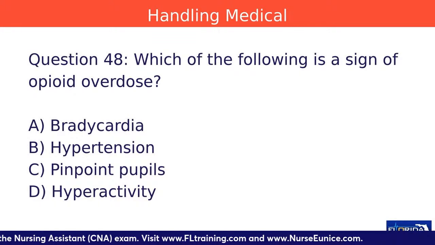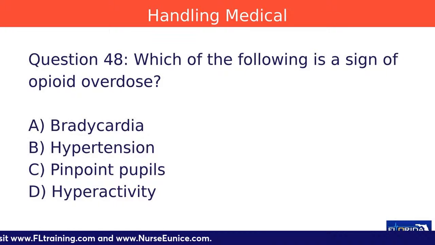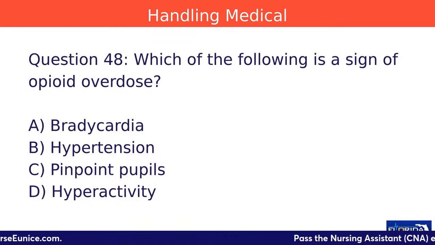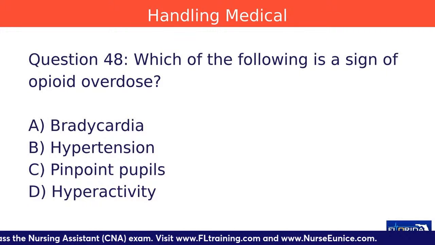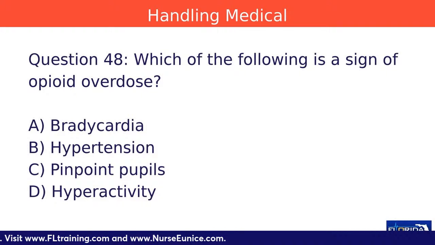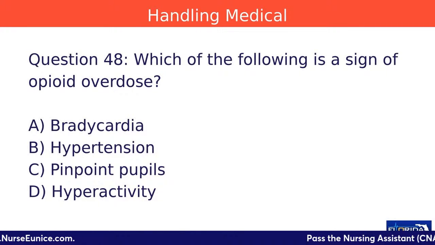48. Which of the following is a sign of an opioid overdose? A, bradycardia, and this again is something that the CNA could see. B, hypertension. C, pinpoint pupils. Or D, hyperactivity. Someone has taken a substance that has fentanyl in it. Yes, this time it is C. It is the pinpoint pupils.